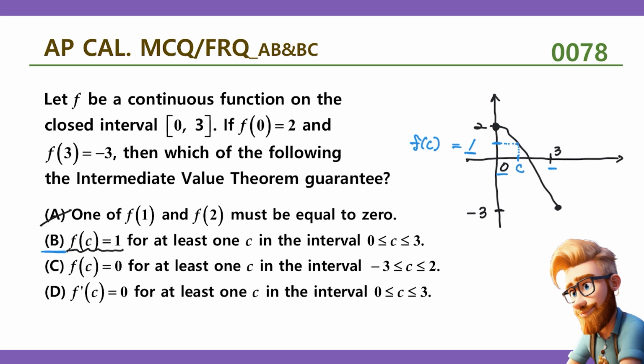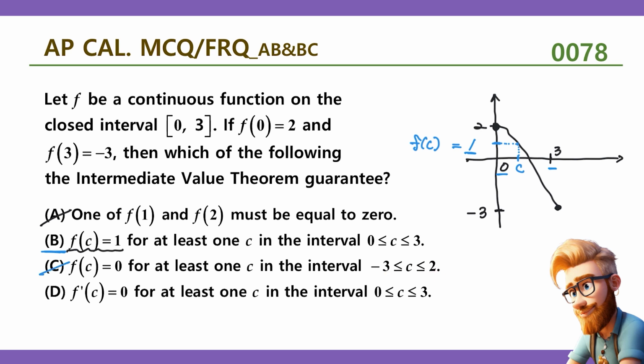C, f of c is equal to 0, y is equal to 0 for at least one c in the interval. But look at this interval. The interval is negative 3 and 2, right? If this interval is from 0 to 3, then C is a correct statement, right? Because this y is between negative 3 and 2, right? Does that make sense? y is equal to 0. Here, y is equal to 0, right? So C is true when this interval is from 0 to 3.